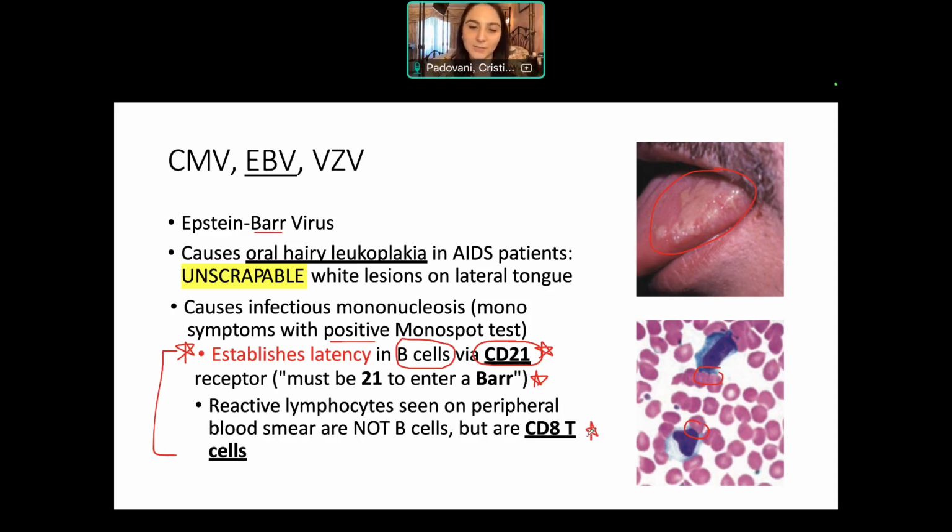I would be very shocked if you did not get this question on boards or on a future test. They love to ask that because they know people know that mono hides in your B cells. But then when they ask, what type of lymphocyte is this, a B cell or a T cell, everyone's like, oh, it must be a B cell because that's where mono is hiding. No, reactive lymphocytes are CD8 positive T cells. Okay.